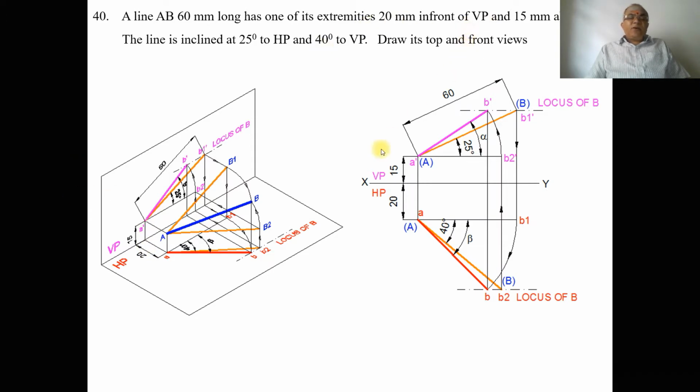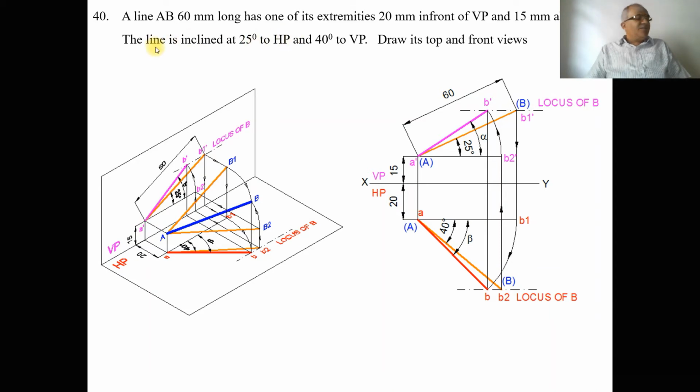Similarly, 20 mm in front of VP, that distance is from here to here. When you look from the top view, that distance is projected directly onto the horizontal plane. So we will get this point. The distance from here to here is 20 mm. Since the distance of the point A is given, 15 mm above HP and 20 mm in front of VP, you fix the point capital A. Then you fix the points small a and a dash, in the top and front views respectively.